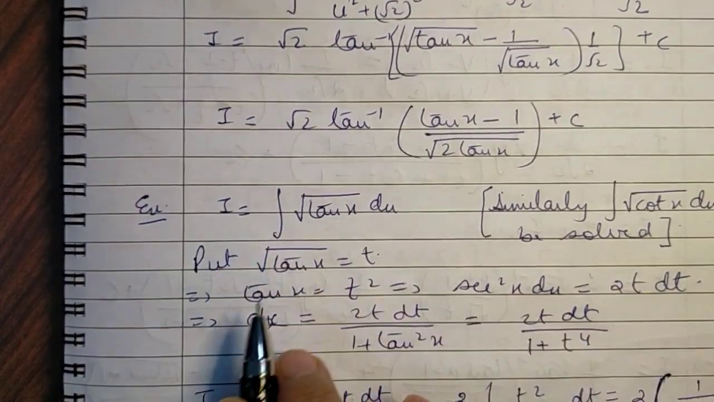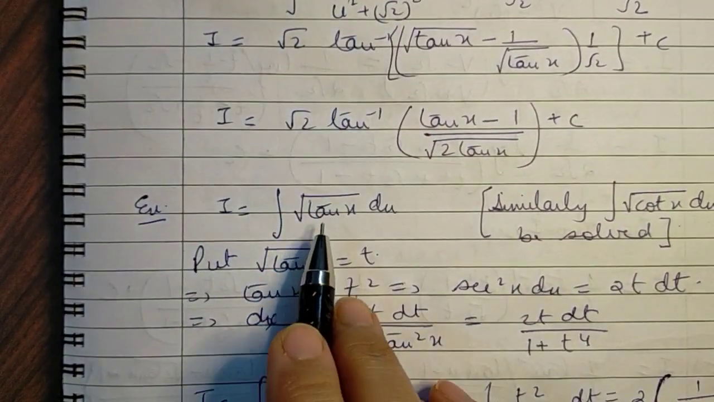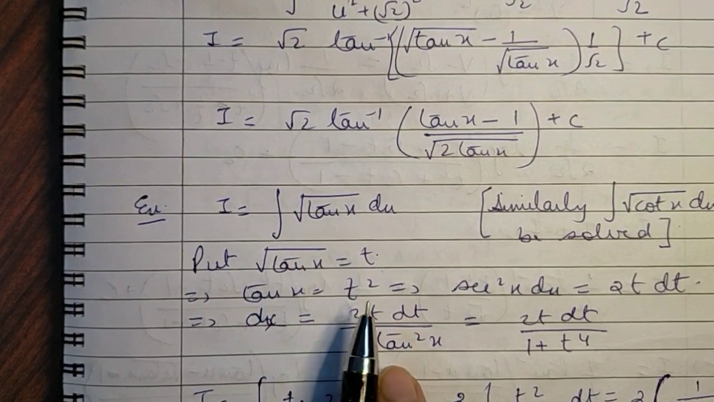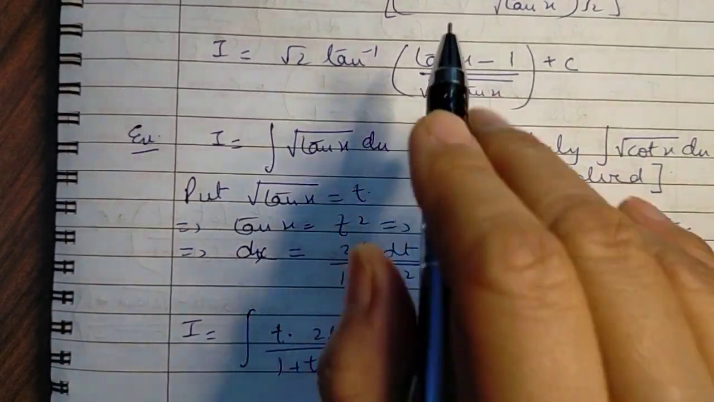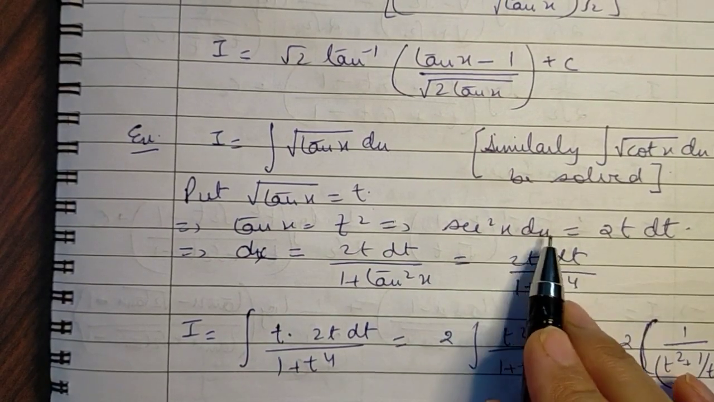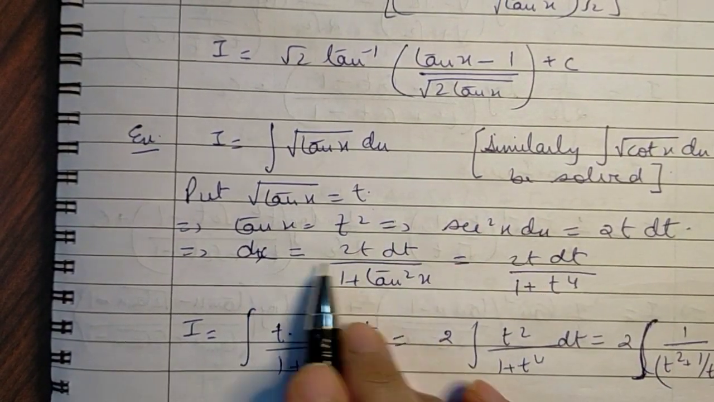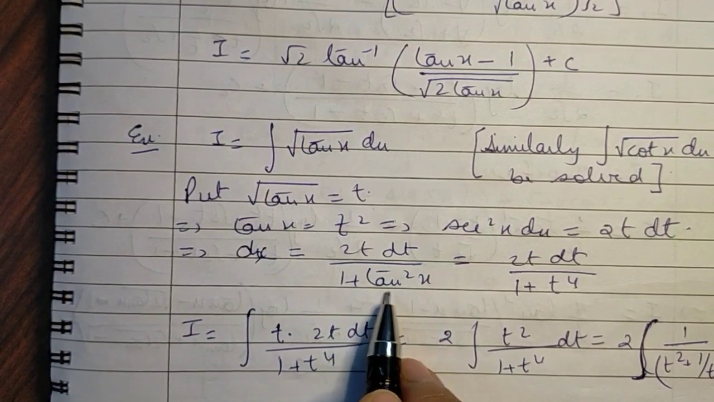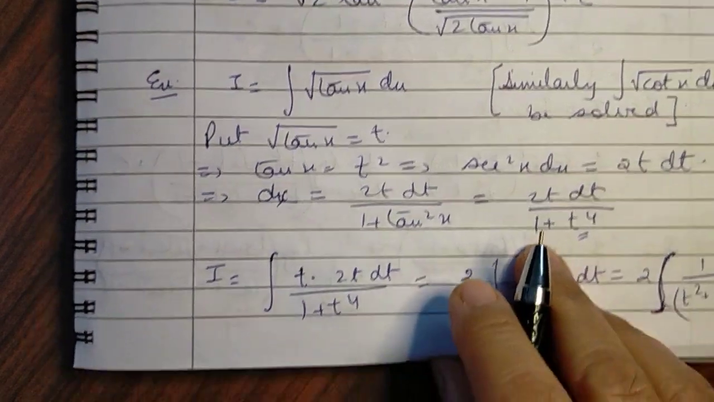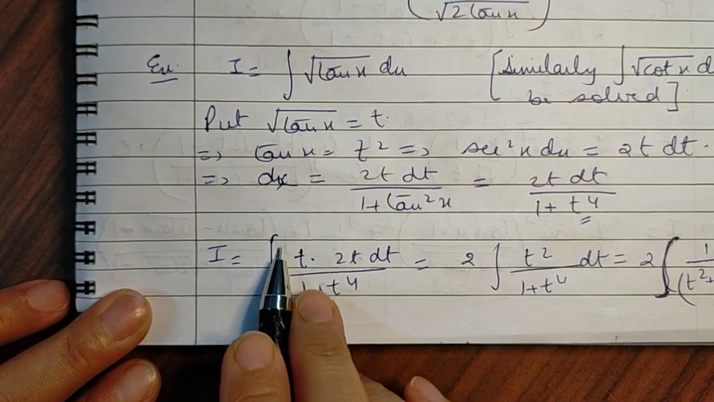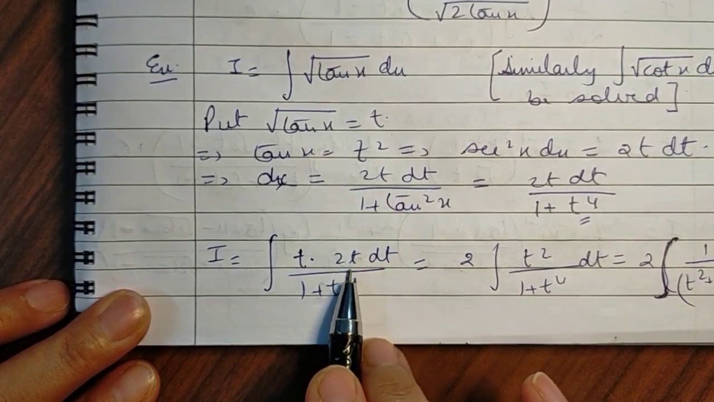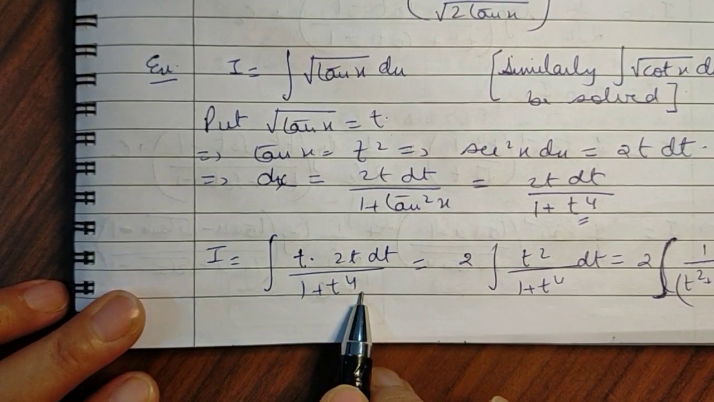So let's start this. Just as above, we will take root tan x as t. In the same way, we have tan x equal to t squared, and moving exactly as in the previous question, sec squared x dx is 2t dt. Then dx gets converted to 2t dt upon 1 plus tan squared, that is 1 plus again t raised to power 4. So the integral gets converted to t times, because of square root of tan x, into 2t dt upon 1 plus t raised to power 4.